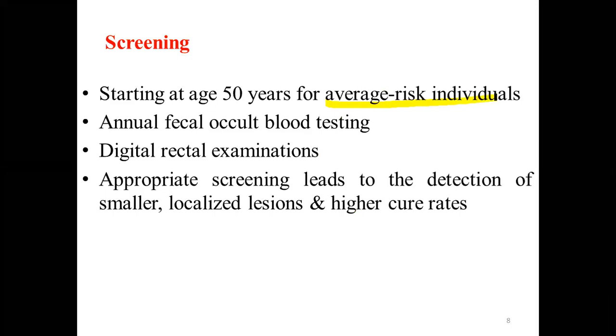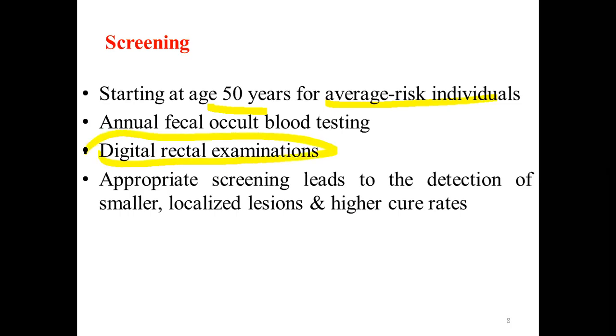For average risk, the guideline recommends that screening for colorectal cancer usually starts at the age of 50 years. So the moment the patient reaches 50 years, it is good to undergo examination. Then an annual fecal occult blood examination can be done. Also, what is very common is the digital rectal examination.